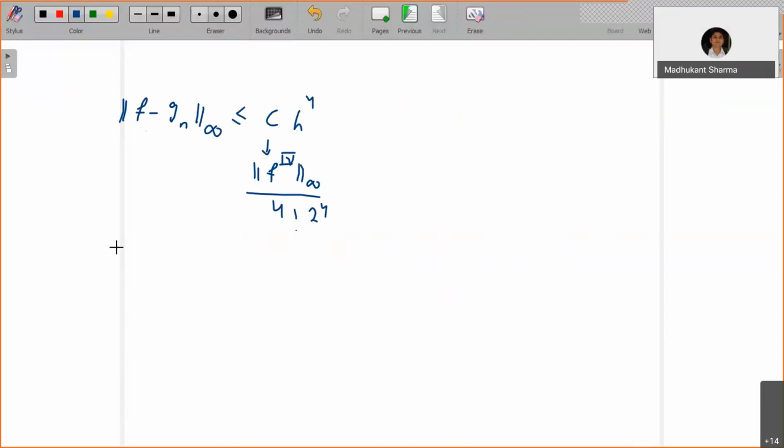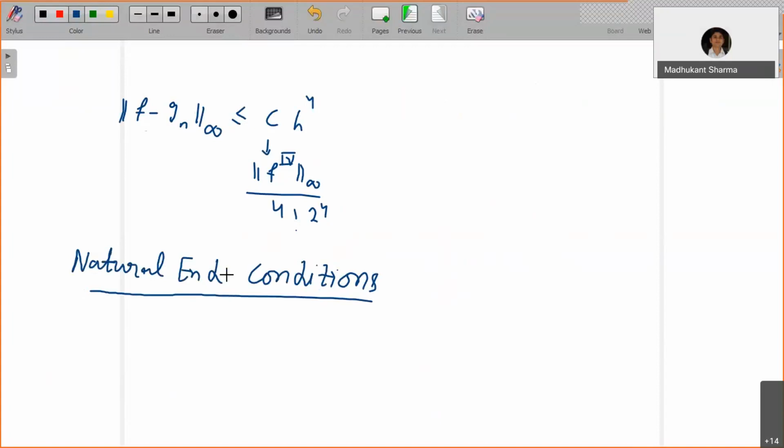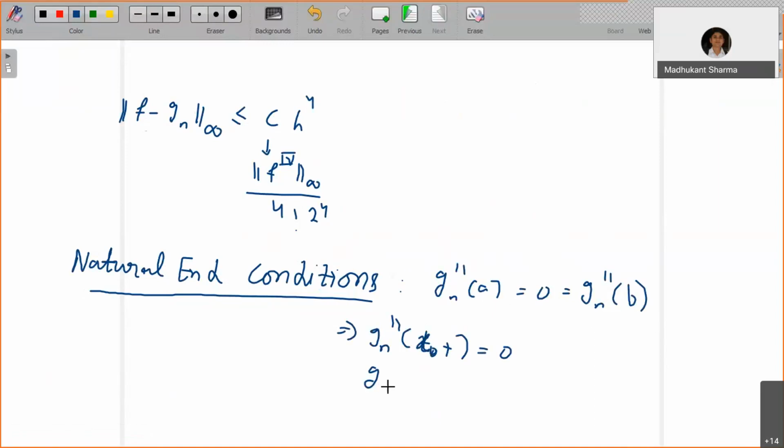Sometimes people also use another type of end conditions, which are known as natural end conditions. That is why it is called natural, because it comes naturally when you take the optimization problem. We are not going into depth of it. Natural end conditions say the second derivative at a and at b is zero. We are assigning that the second derivative at both end points vanishes. So g_n double dash at x naught plus equals zero, and g_n double dash at x_n minus equals zero.